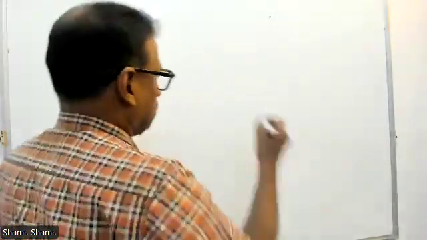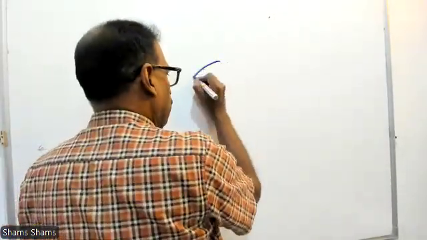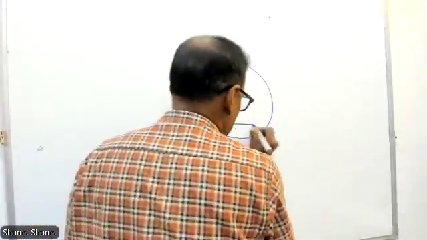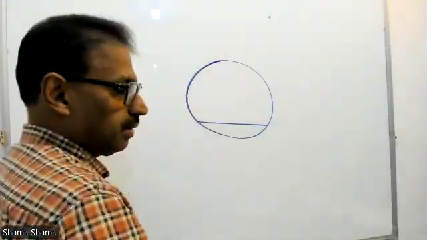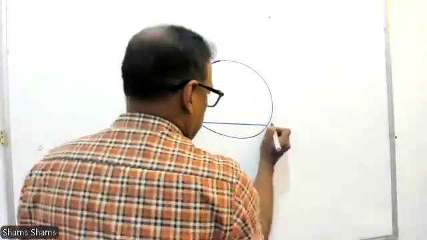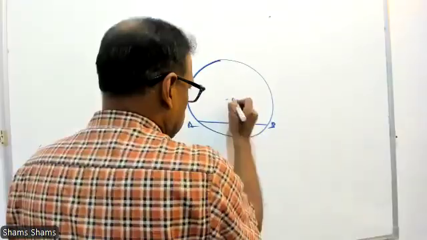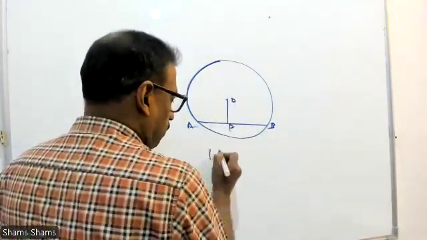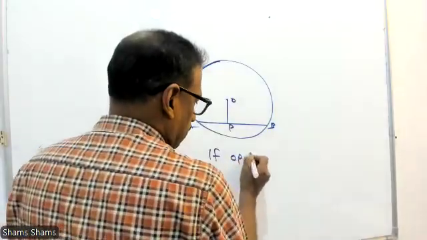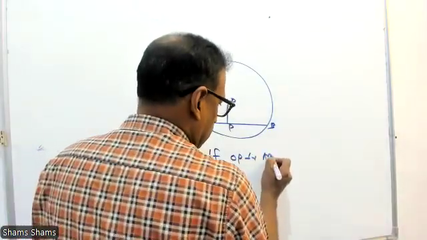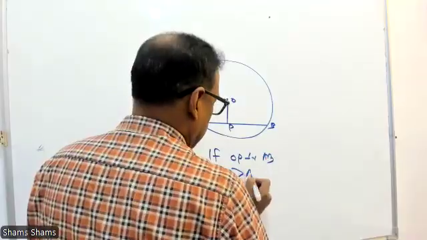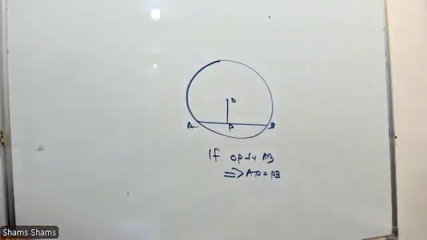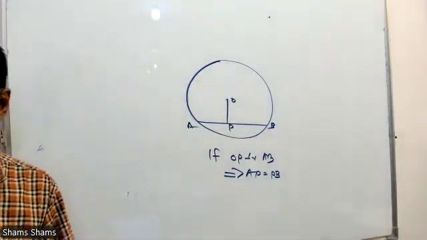Listen. Suppose you draw a chord here. What is the chord? Which is the longest chord? AB. If you draw a perpendicular OP to AB, that means AP equals PB. To prove this, proof is not required, it doesn't matter.